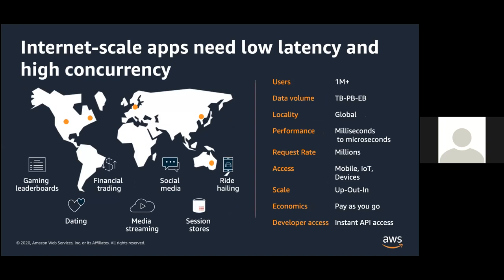Internet scale apps need low latency and high concurrency. Some of the use cases again: 1 million plus users, data volume from terabytes to petabytes and even more, you want to go global, performance needs to be milliseconds to microseconds, request rate is in millions, access from platforms such as mobile apps, gaming, and IoT devices. Scale is opt-in, pay as you go, with instant API access.